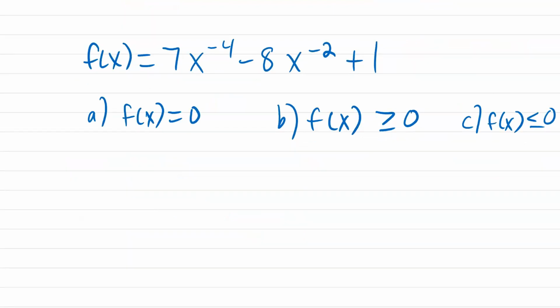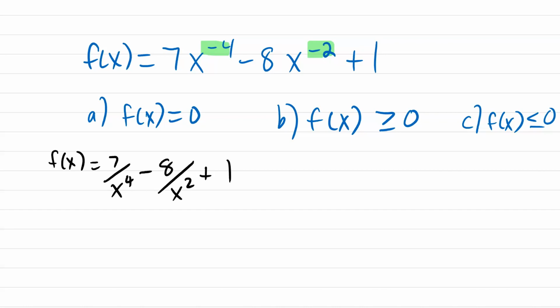On this last example, they've done this weird thing by writing all of these with negative exponents. All we're going to do on that is rewrite these. So we're going to treat this as 7 over x to the 4th minus 8 over x squared plus 1. And then we want to clear out those fractions just the same way we did before. So our least common denominator would be the highest power of x, or x to the 4th. So everything's going to get multiplied by x to the 4th.